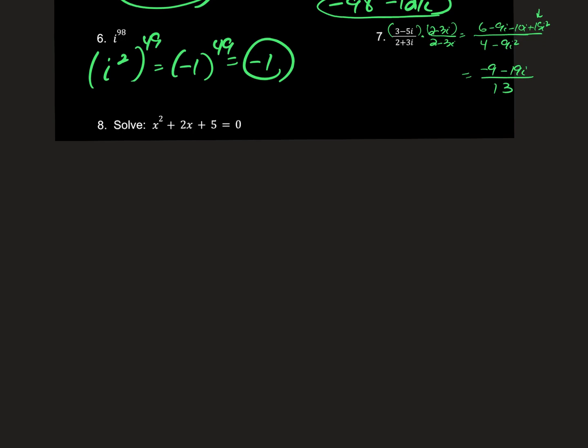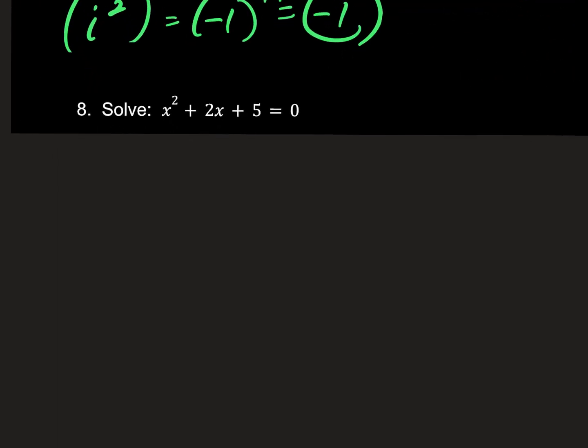Number 8, solve. I'm assuming I'll get an imaginary answer. Let's check it out and see. I'm going to complete the square because the 2 is even. I take half of 2, which is 1, and square it, which is also 1, and add 1 on both sides. Over here, it's x plus 1 squared. Over here, it's negative 4.